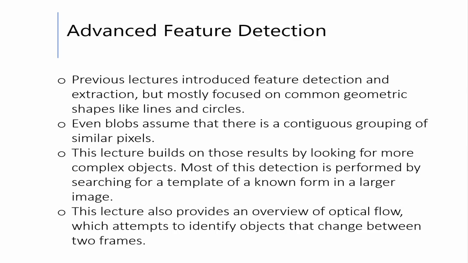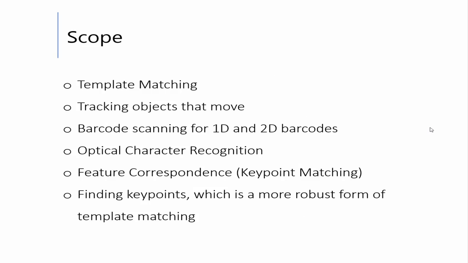In this lecture, we will also provide an overview of optical flow, which attempts to identify objects that change between two frames or sequential frames. If we look at the scope, we're going to be talking about template matching, tracking objects that move using optical flow, barcode scanning for one-dimensional and two-dimensional barcodes, optical character recognition, feature correspondence or key point matching, and then finding key points, which is a more robust form of template matching.